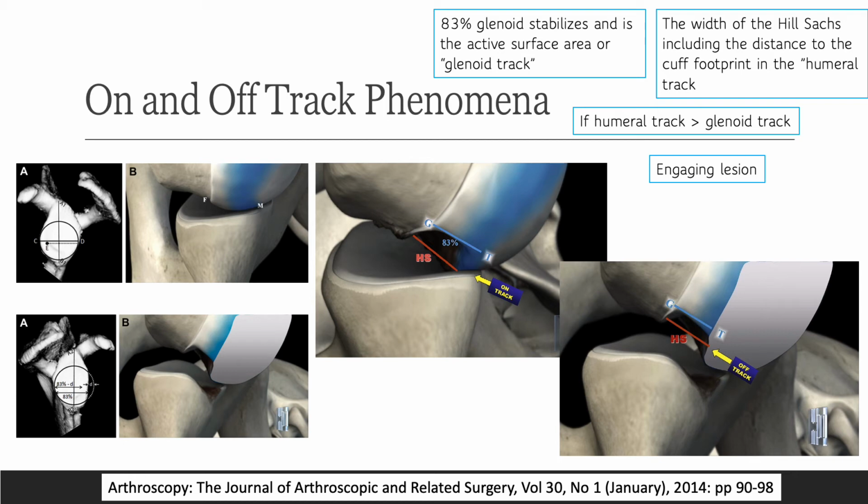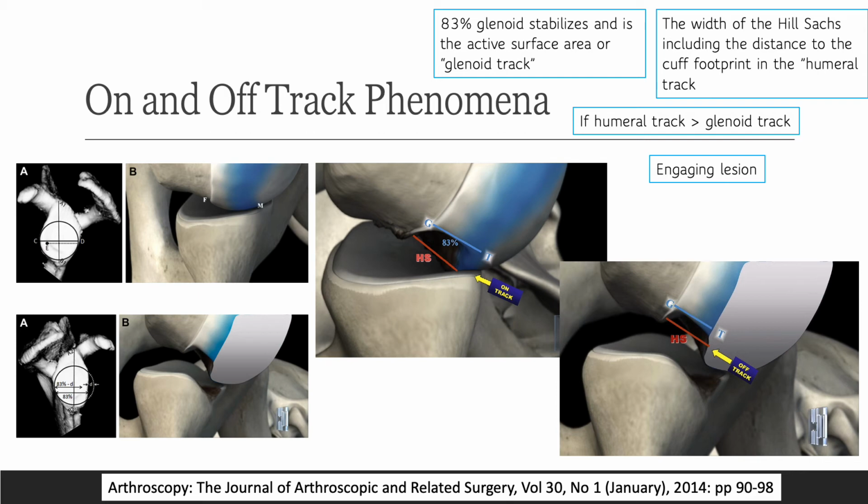On the other hand, the width of the Hill-Sachs lesion, the horizontal width in the axial plane, is what is called the humeral track, and you measure that not just by the width of the Hill-Sachs lesion, but you measure it to the distance of the Hill-Sachs lesion to the footprint of the rotator cuff. Now the good news is that usually the width of the Hill-Sachs is the same as the distance to the rotator cuff footprint, but sometimes you may have a little bit extra, and that is called the humeral track.